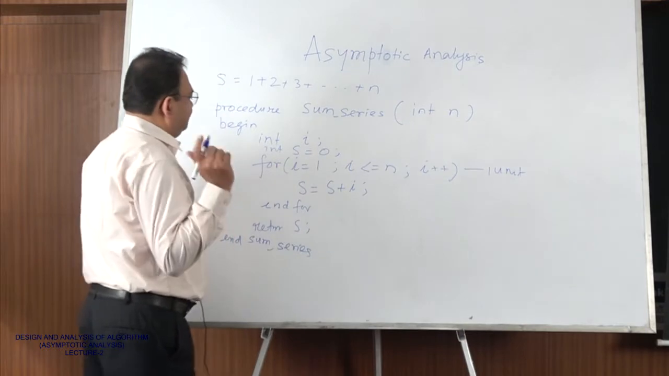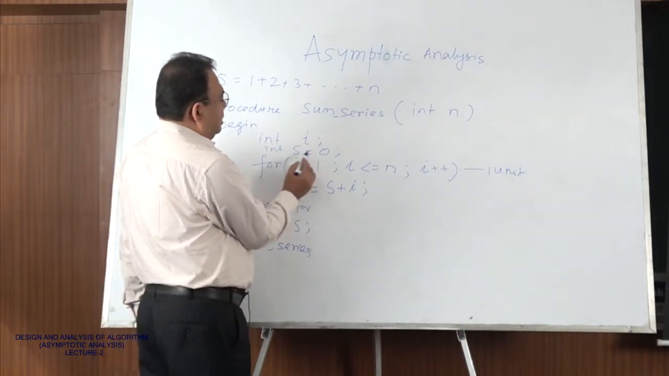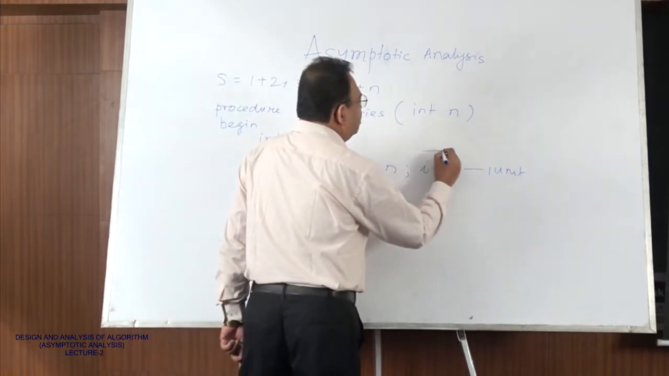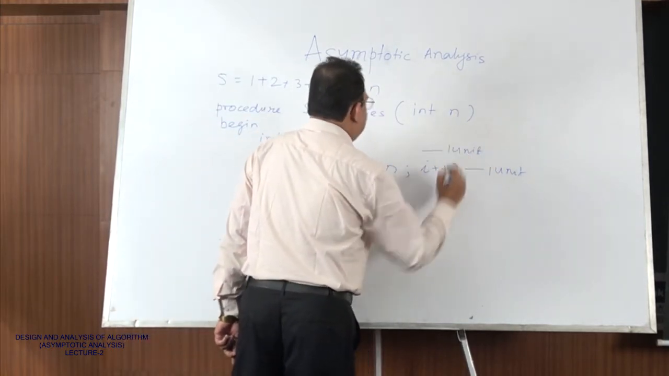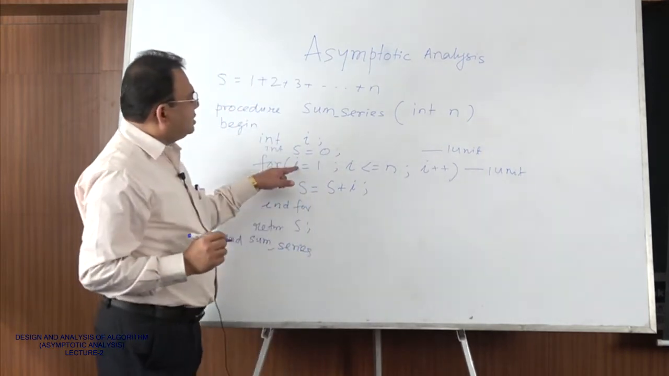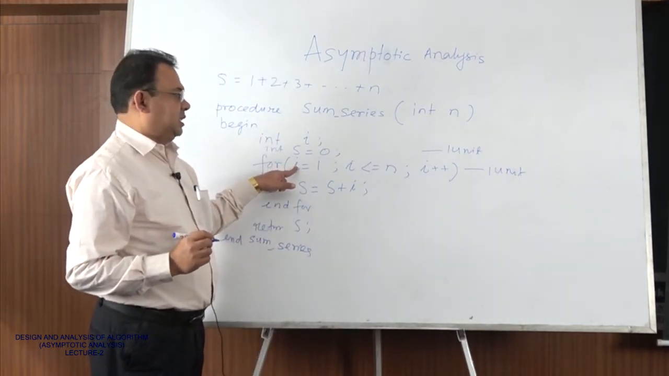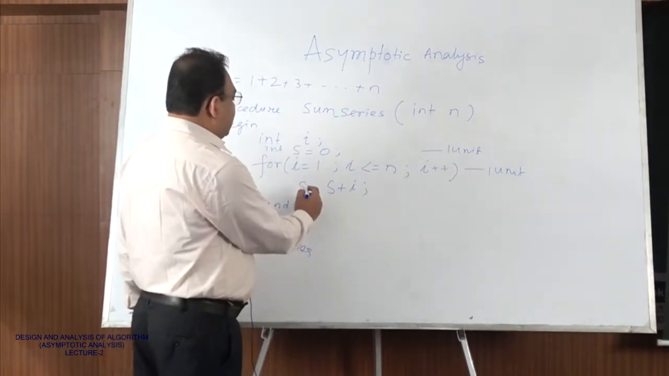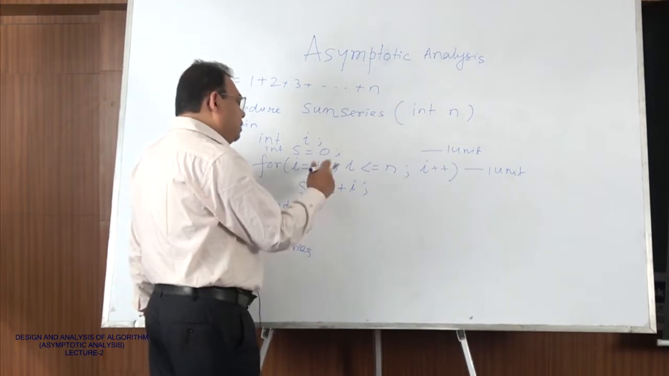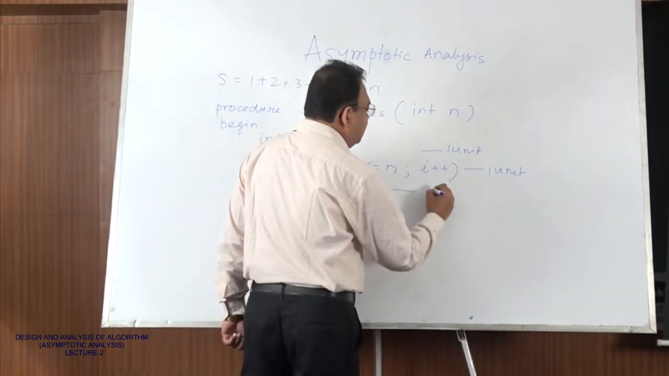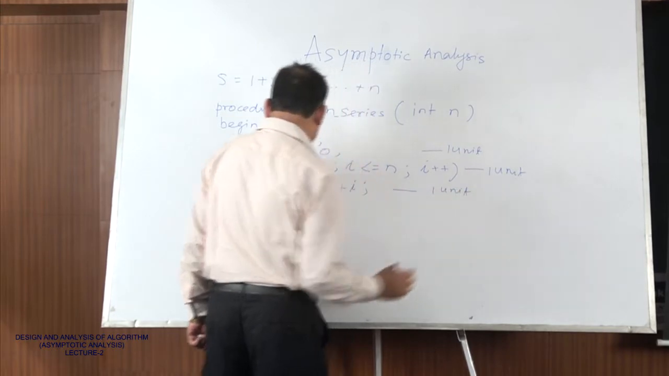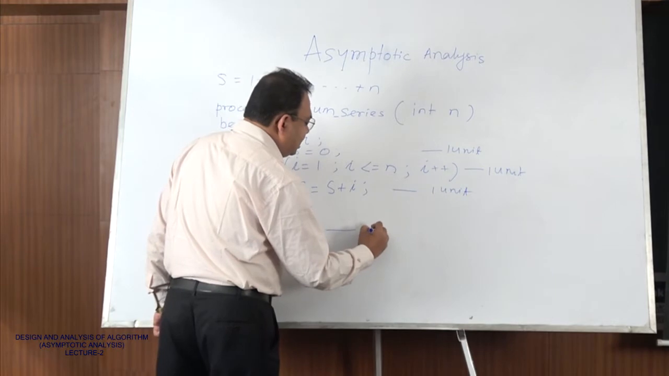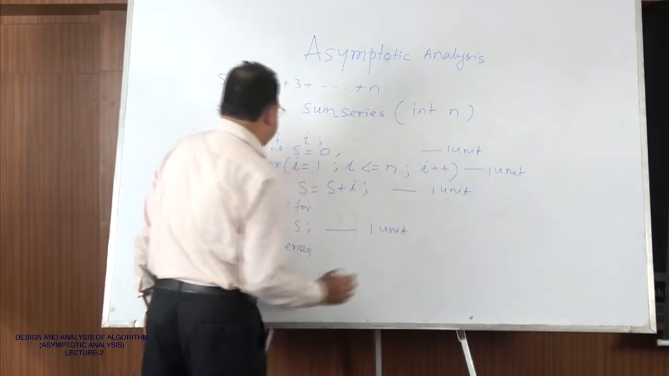Let us understand that. The assignment of 0 to s requires 1 unit of time, because that is 1 basic step. Every iteration of this for loop is a basic step, so that is again one count. This assignment and addition can be considered a basic step, so that also takes 1 unit of time. And this return statement is also a basic step requiring 1 unit of time.